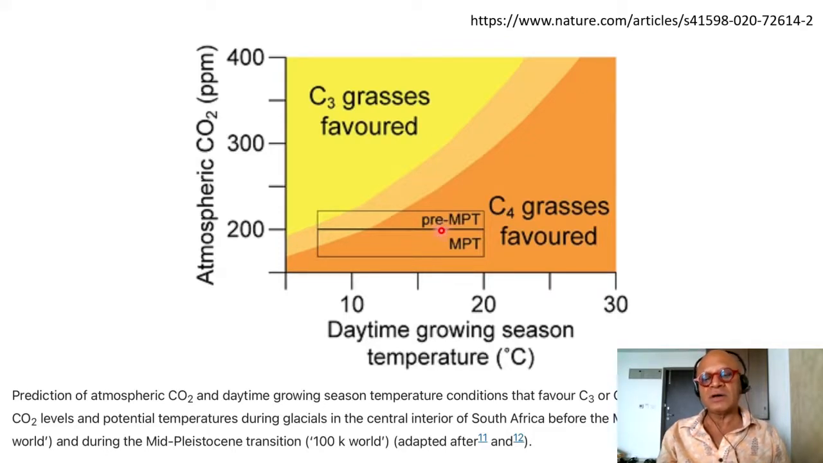This is the mid-Pleistocene transition, and this is after the mid-Pleistocene transition, where we went from one time scale to another. So this is a prediction of atmospheric CO2 and daytime growing season temperature conditions that favor C3 or C4 grasses. The black box covers CO2 levels and potential temperatures during glacials in the central interior of South Africa before the mid-Pleistocene transition. So that's the 40,000-year obliquity cycle to the mid-Pleistocene transition, where we went into 100,000-year ice age cycles.